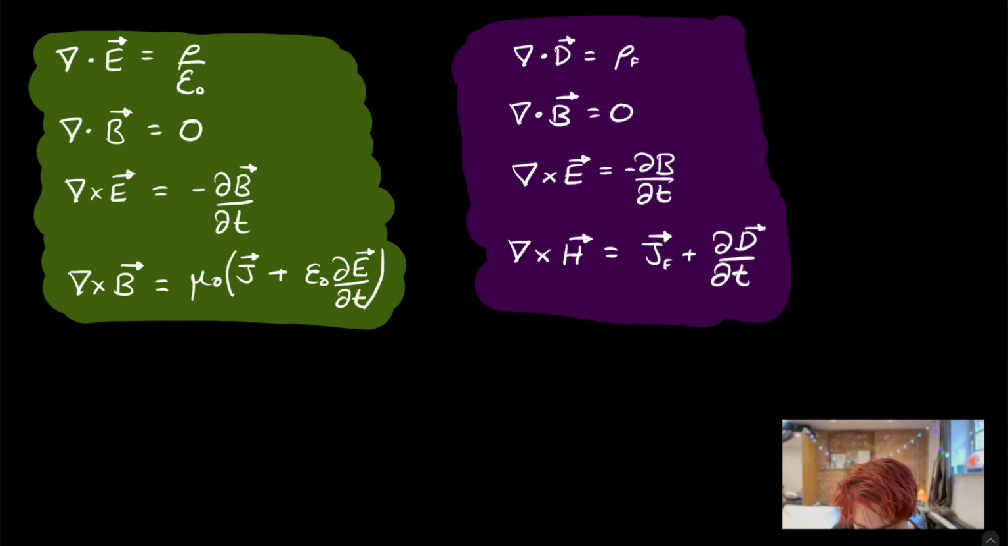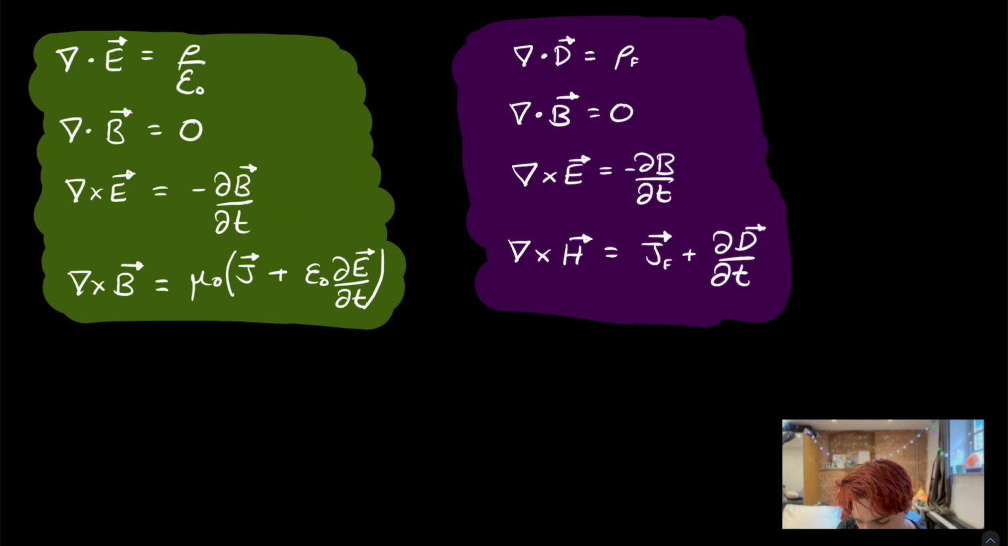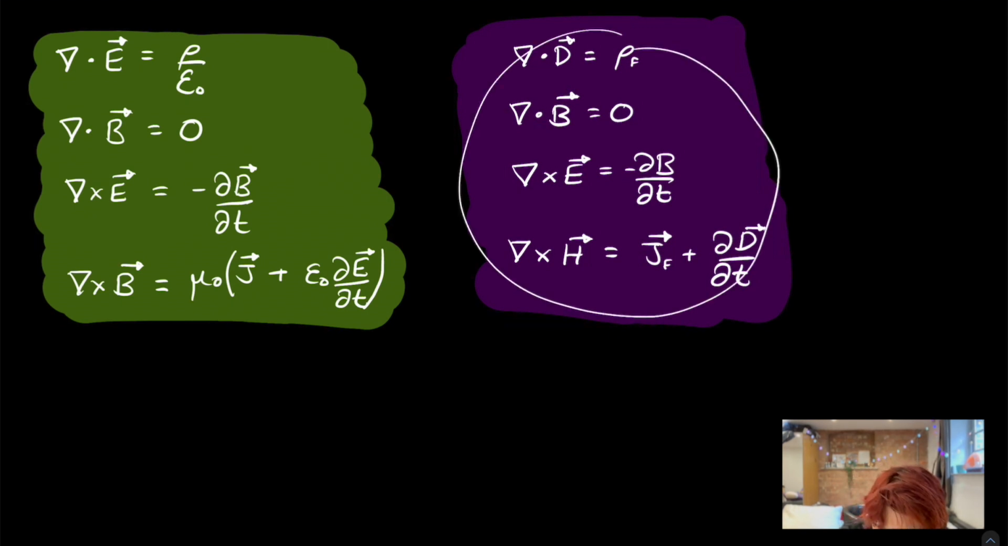Name absolutely anything, and of course you need to know a few different definition relationships. But essentially this is where it all comes from. And likewise, if you're in a material right here where you may have free charge and free current flowing, but that might be affected by the material in which you're measuring it, then you use these equations right here.